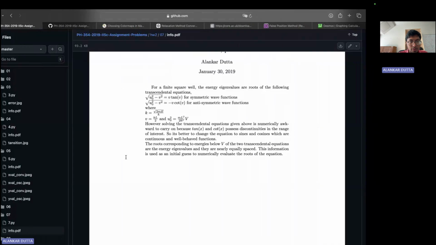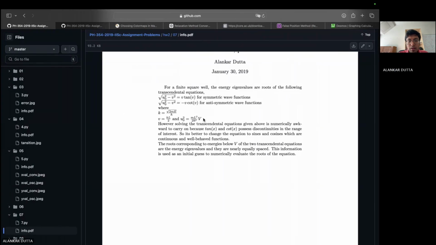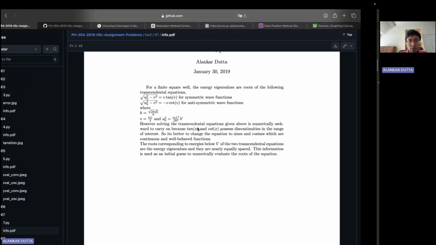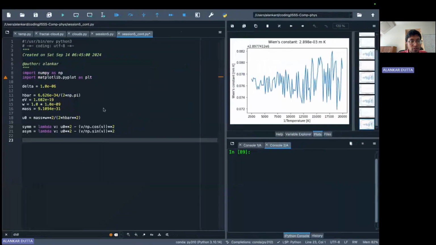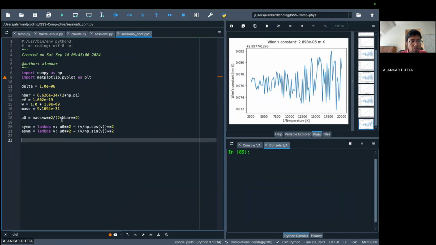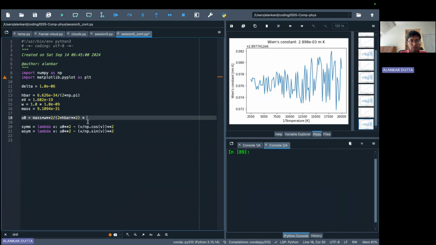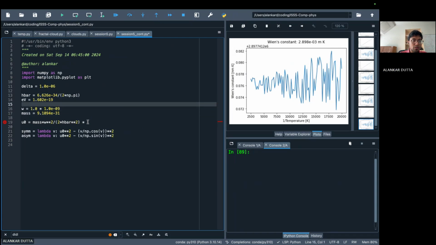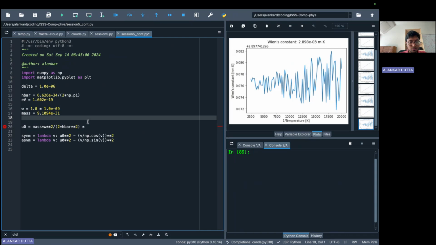And if you look at 2 h bar m L square over 2 h bar square times V, there is another term which we are missing, which is the voltage, volts. This is about the potential, right? So volt. So the voltage is 20 electron volts, 20 times eV.